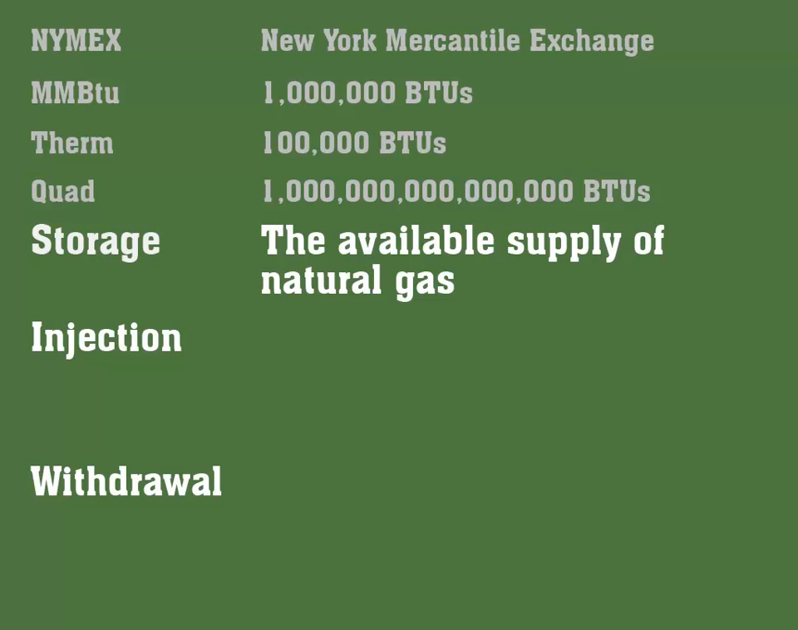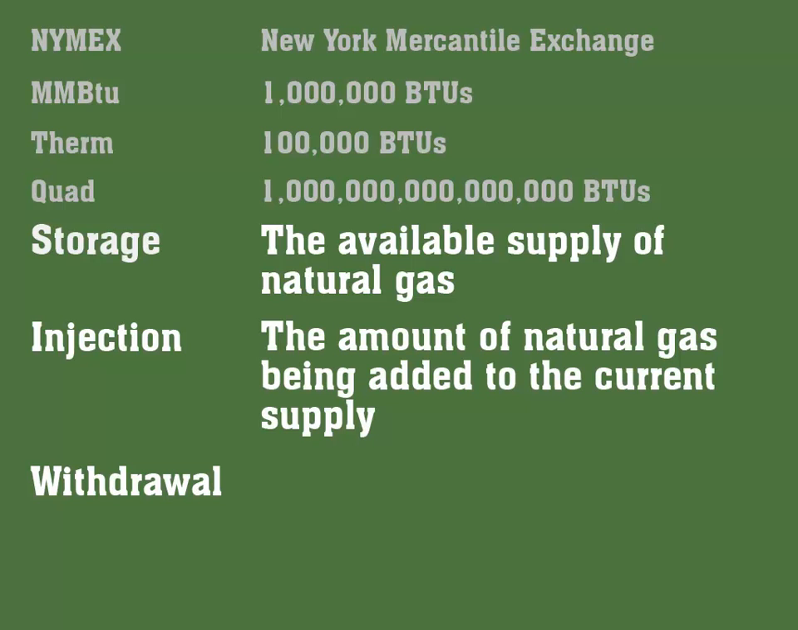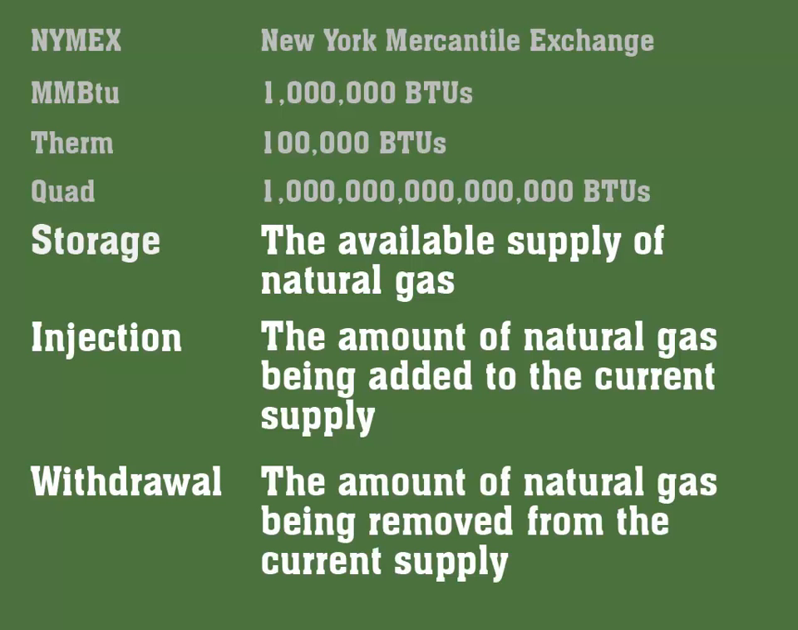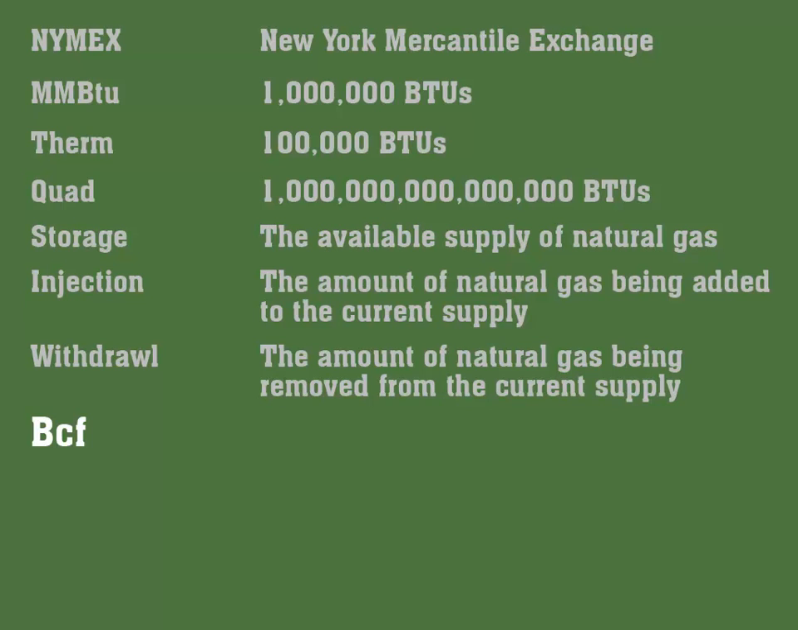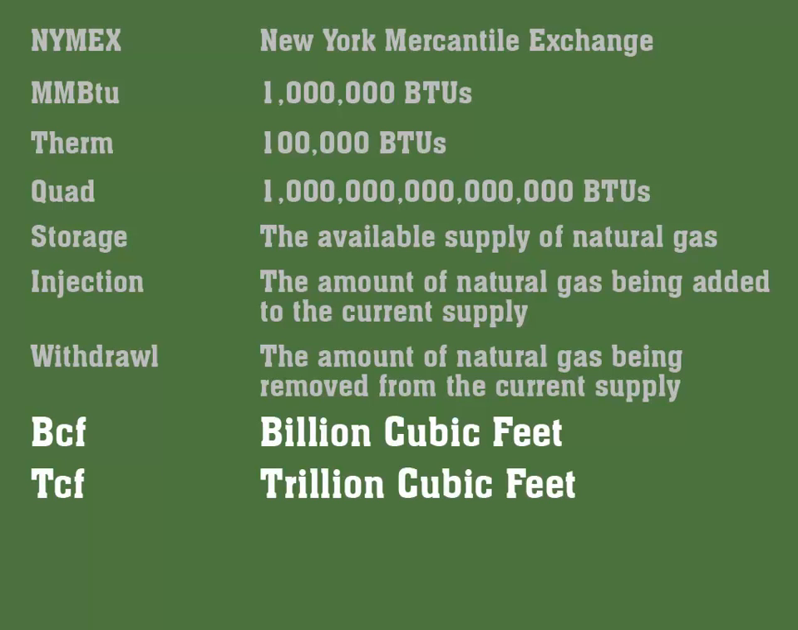An injection is going to be the amount of natural gas that's being added to the current supply, whereas on the other hand, a withdrawal is going to be the amount of natural gas being removed from the current supply. Now, when it comes to this large storage build that they're talking about, they say that estimates range from 94 to 112 BCF, with consensus formed around 107 BCF injection. We just talked about what injection was, but what is BCF? So BCF stands for billion cubic feet. And you might also come across references sometimes to what's called TCF. TCF is trillion cubic feet.